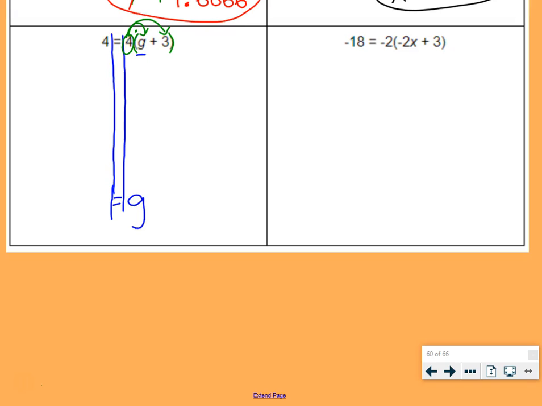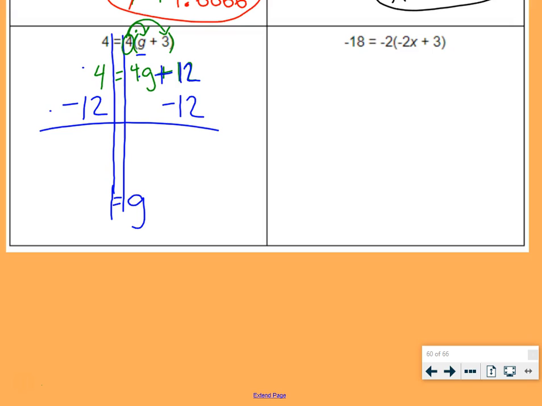4 times g is 4g. 4 times 3 is positive 12. This 4 over here is still the same because we didn't have to distribute on the left-hand side. 4 equals 4 times g, number next to a letter is multiply, plus 12. Have to undo that plus 12 first. Undo it with a minus 12 on both sides.